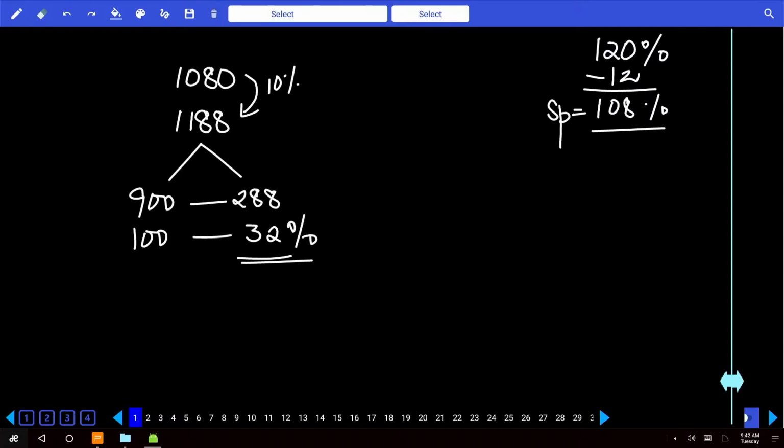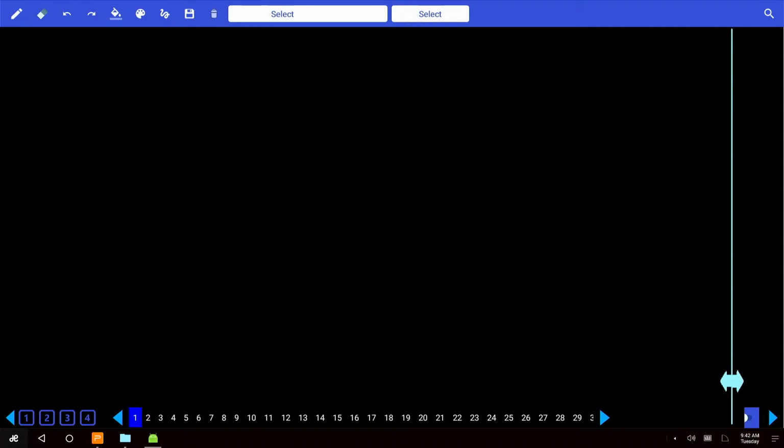A shopkeeper makes a cheating of 20% at the time of buying the goods and 40% cheating at the time of selling the goods. He promises to sell his goods at a 10% loss, then find the percentage of profit. Too many things are there. Selling price and cost price. This is what I'll start.